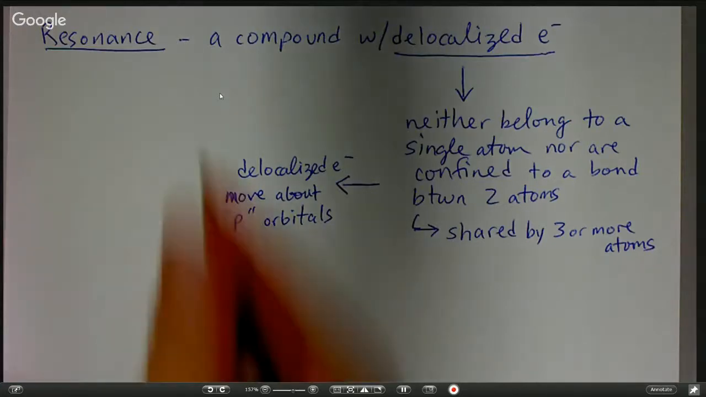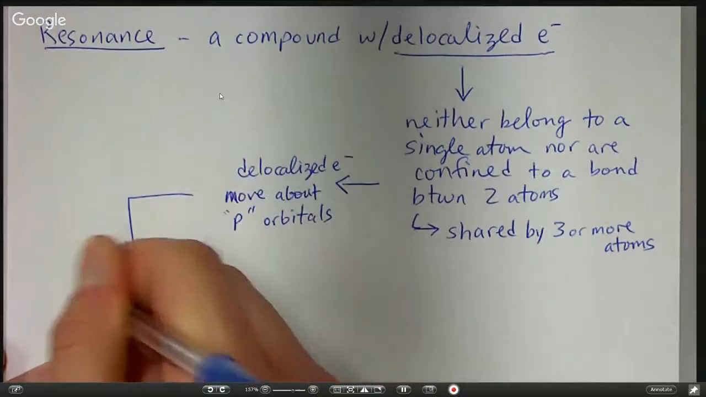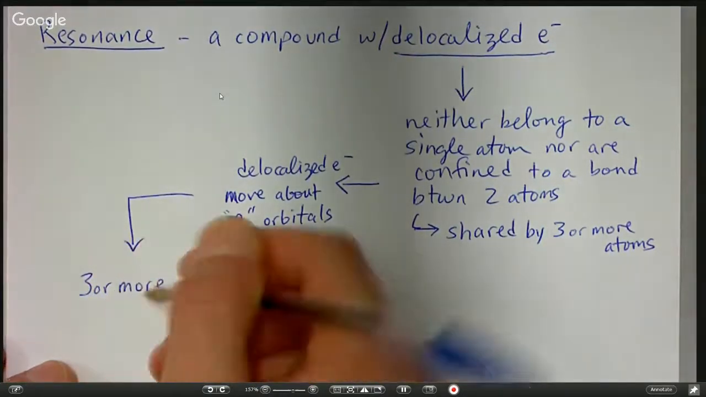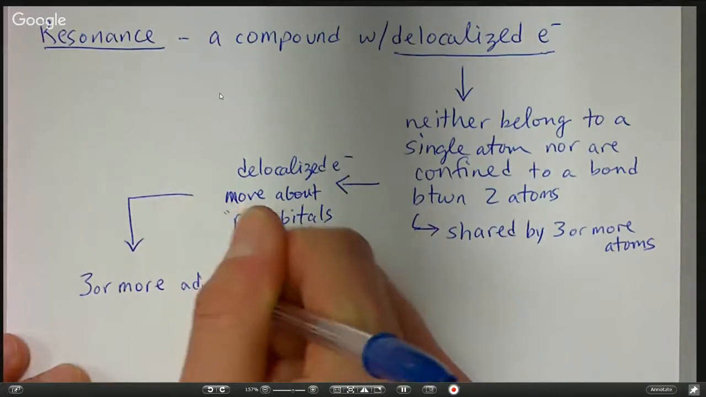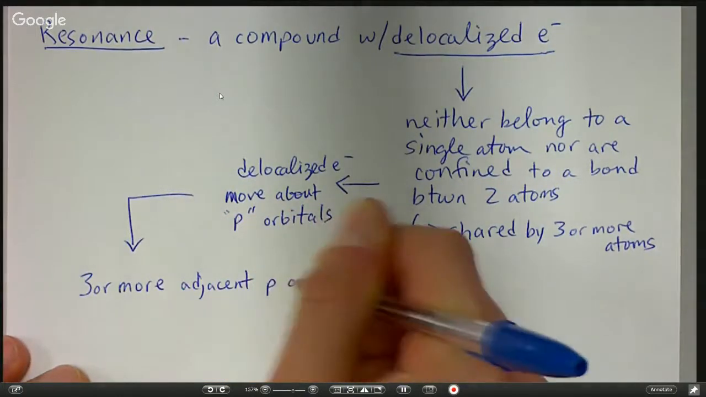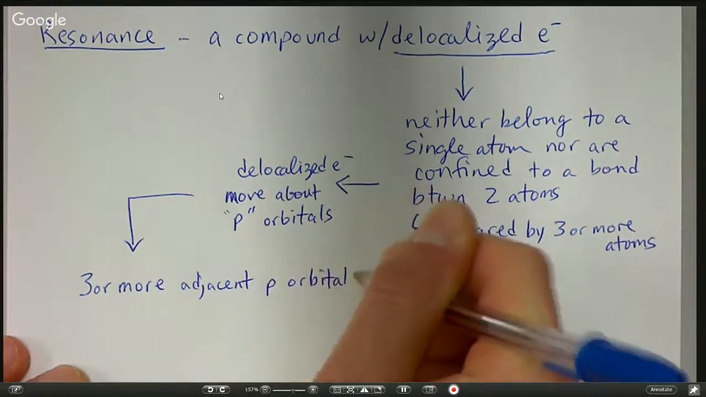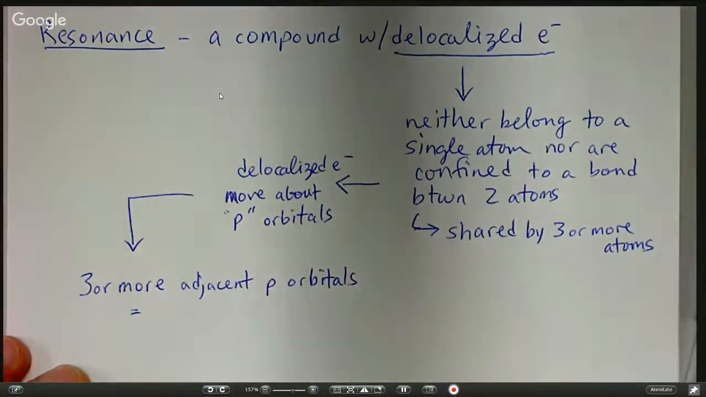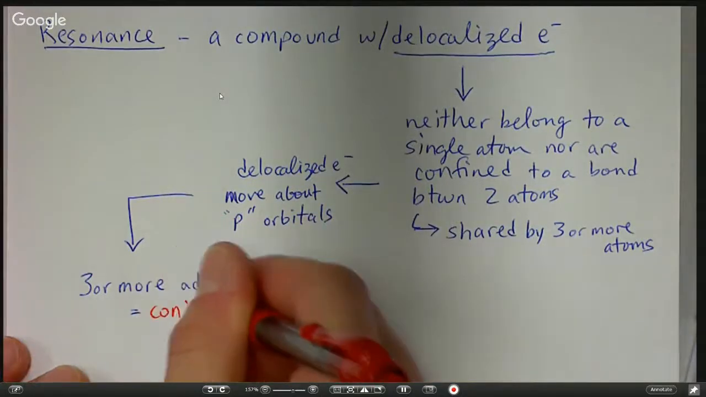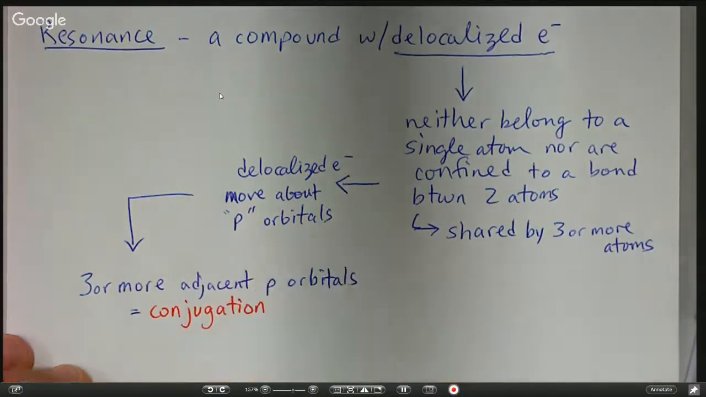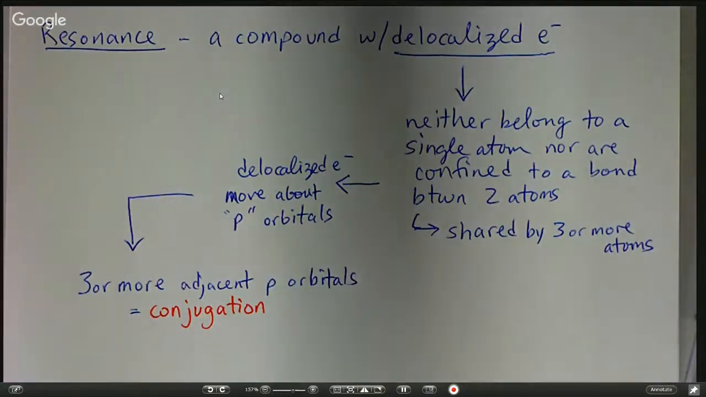In fact, when we have 3 or more adjacent p orbitals, we call this conjugation. Okay, so when 3 or more p orbitals are adjacent to each other, lined up in the same axis three-dimensionally, we'd say that these p orbitals are conjugated with one another, and so then these delocalized electrons are able to move about those orbitals.